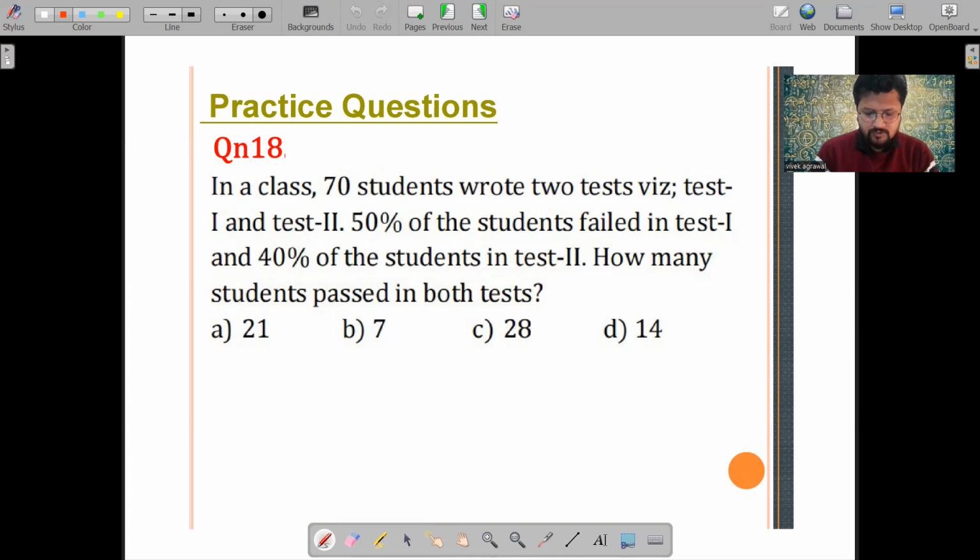Seven. 7. Okay. What about you, Pratish? Pratish, are you getting the same answer? I'm still working on it. Okay.